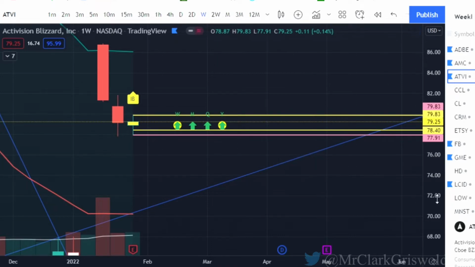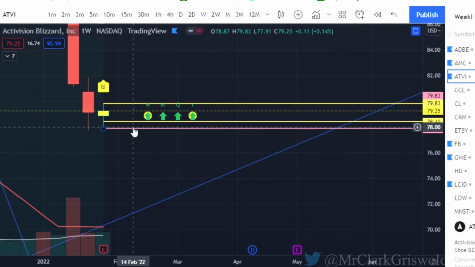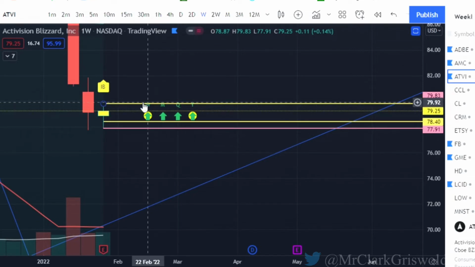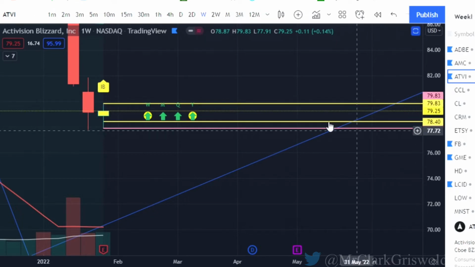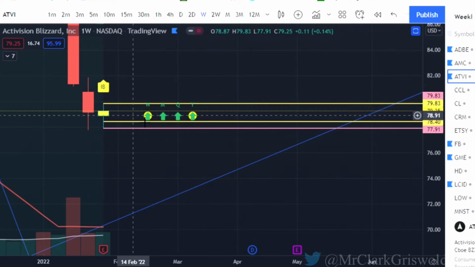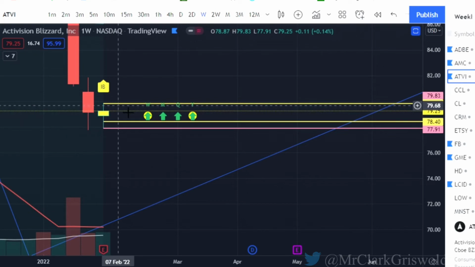Market doesn't really know which way it's going, bearish or bullish. So what I'd be looking for here is either puts at 77.91 or calls at 79.83. And we also have time frame continuity here on the week, month, quarterly, yearly. And again, this is last week's time frame continuity on the week. So I'm not sure which way it'll go, but you have your triggers there for Activision, ATVI.